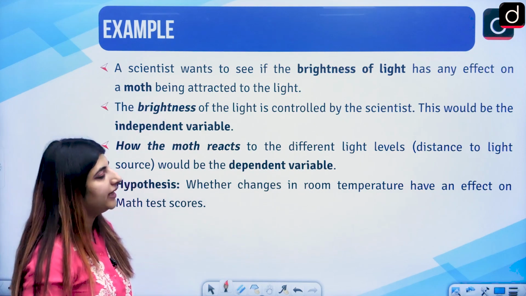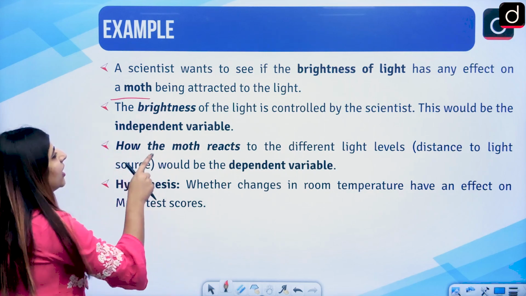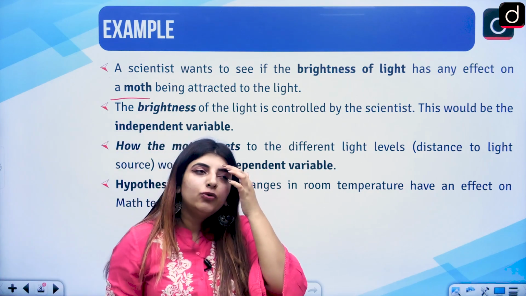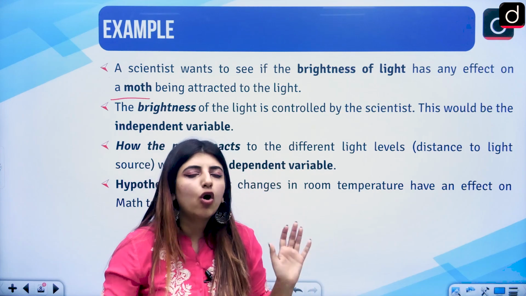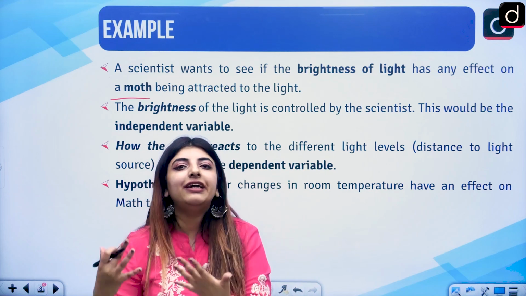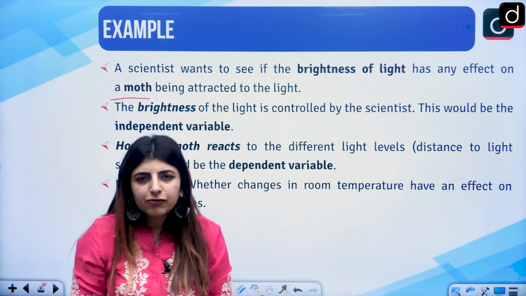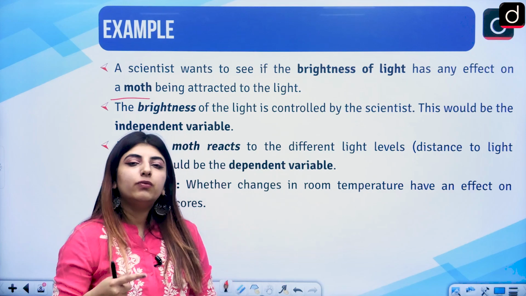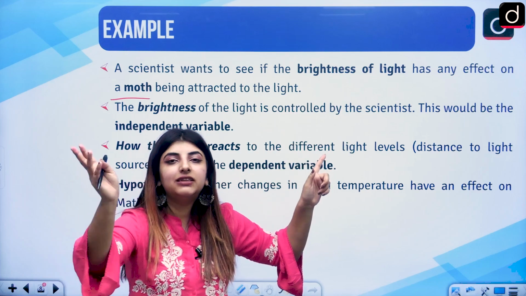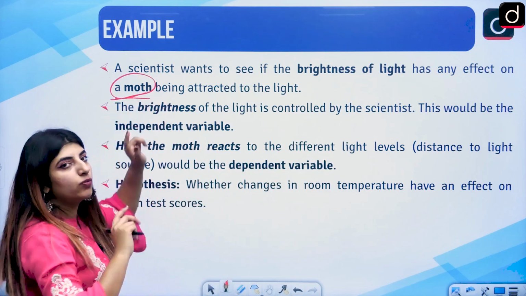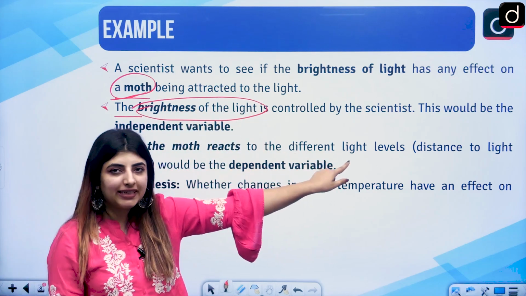A scientist wants to see if the brightness of light has any effect on a moth being attracted to the light. We usually see in the summers that moths are attracted to the light, especially in the areas which are greener. Usually in the villages, we see that they even come closer to lamps or tube lights. So here the researcher wants to see if the brightness of the light is what attracts the moth towards it. So here the brightness of the light is controlled by the scientist.